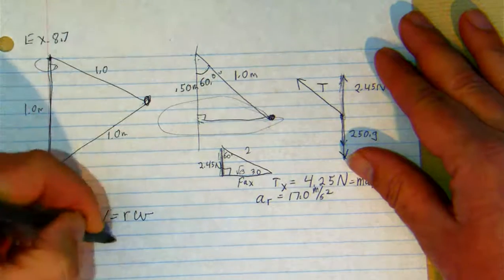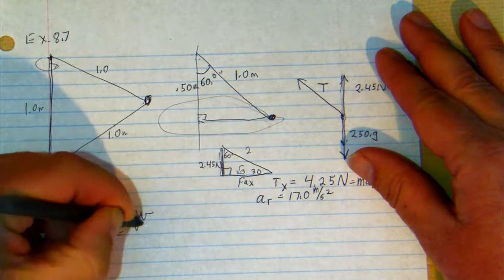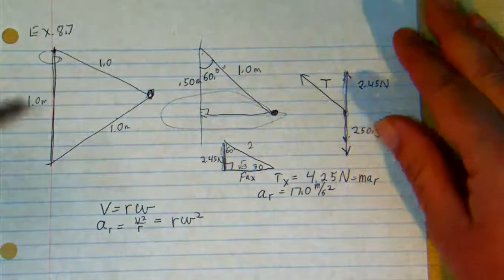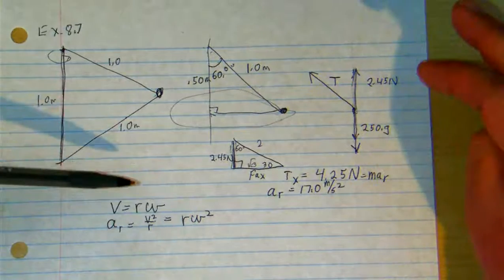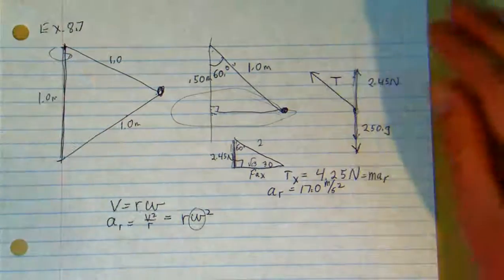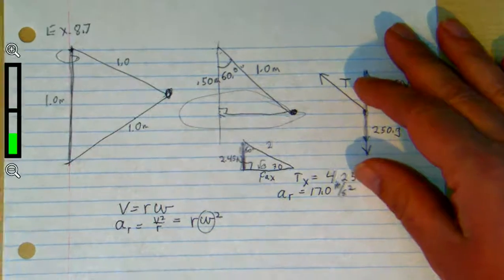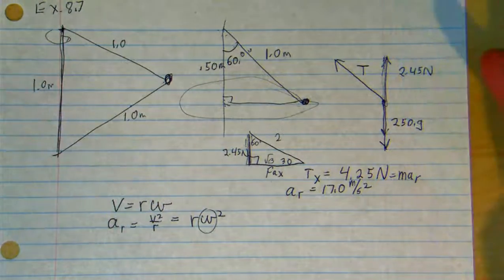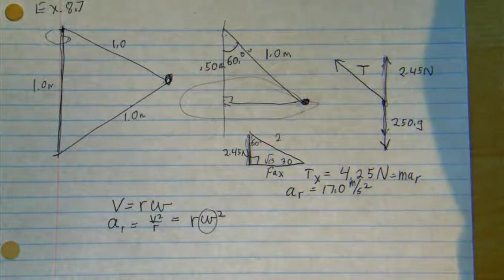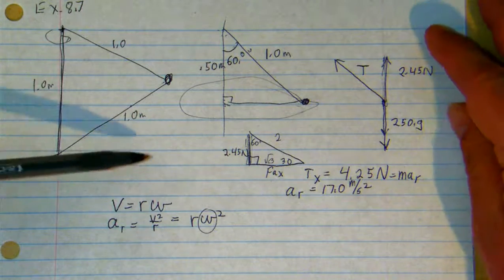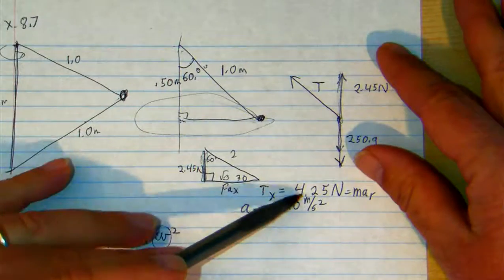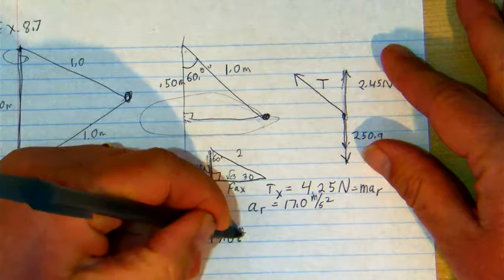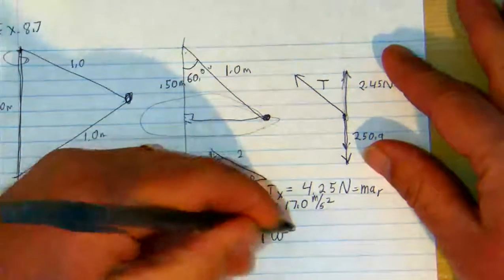Centripetal acceleration, radial acceleration, is equal to V squared over R, or R omega squared. We're more interested in this form this time around. We'd like to solve for omega. Omega is the angular speed in radians per second. And once we have it in radians per second, we can turn it into revolutions per minute and be done with this problem. For the moment, we have 17.0 meters per second squared is equal to R omega squared.